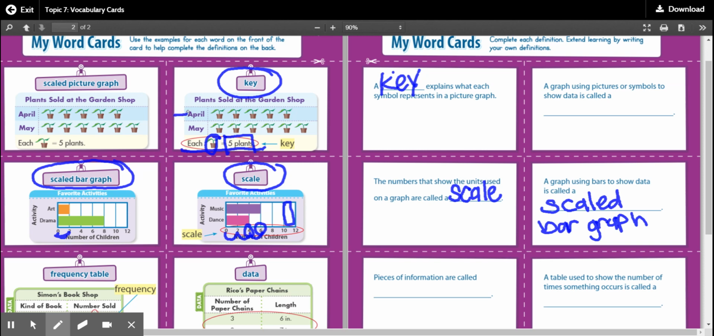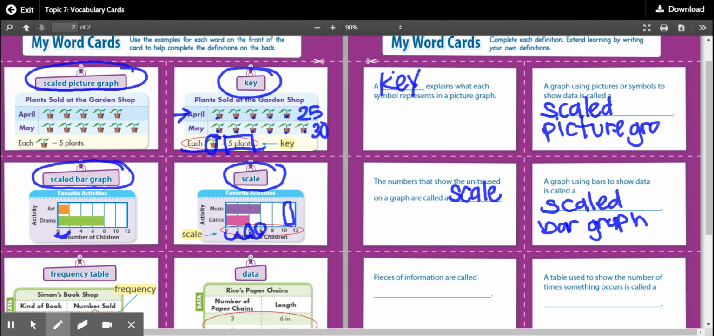So for example, in April, if you were to count by 5, which is how you should do it, April, they sold 5, 10, 15, 20, 25 plants. And in May, they sold 5, 10, 15, 20, 25, 30 plants. So the key is important because it tells us how many that particular symbol represents in a picture graph. And what kind of graph? Well, a scaled picture graph. A graph using pictures or symbols to show data is called a scaled picture graph.